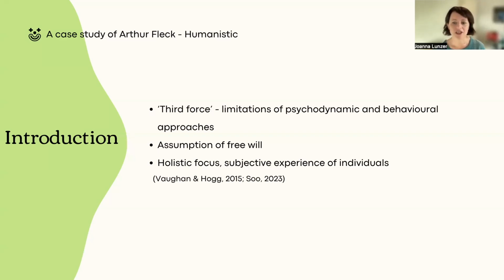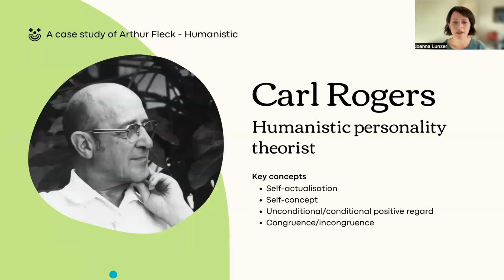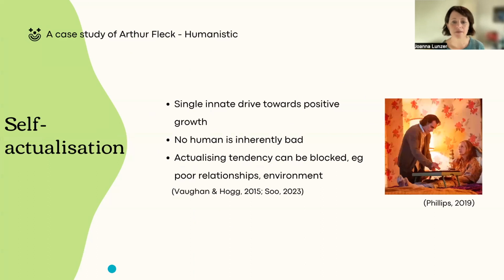Unlike cognitivists, humanists believe that to understand a person, you need to look at the holistic subjective experience of a person rather than just on their cognition. So Rogers' theory is centered around 4 key concepts, which I'll now explore in relation to Arthur.